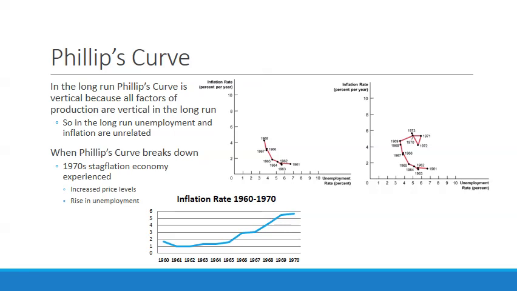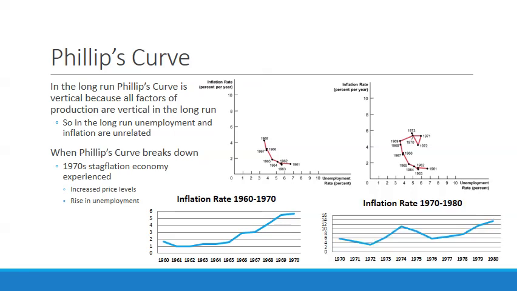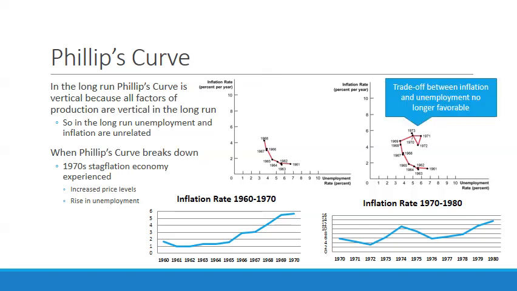But now let's look at inflation rate in the 1960s into the 1970s. So you'll notice as we go 1961, 62, 63, as we move along that, into the 70s, you see all of a sudden Phillips curve starts looking really weird. And that's because of stagflation. Notice the inflation rate, how much different it is, how much more it fluctuates. So the trade-off between inflation and unemployment is no longer favorable.